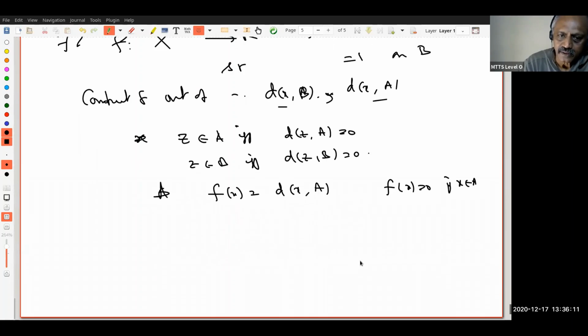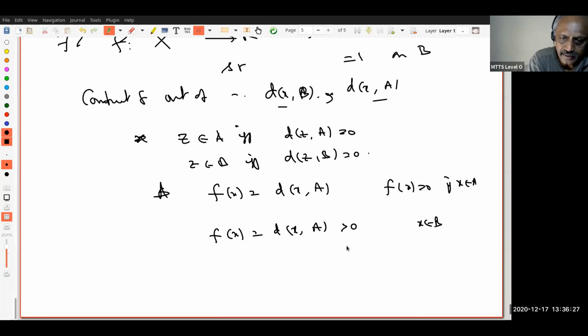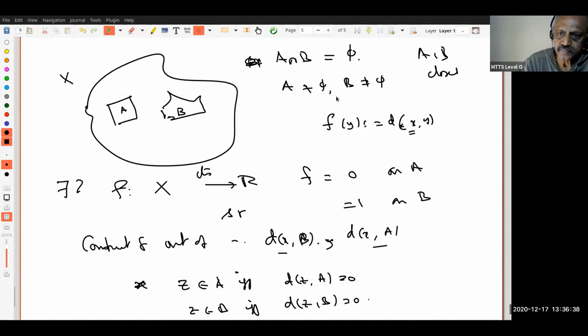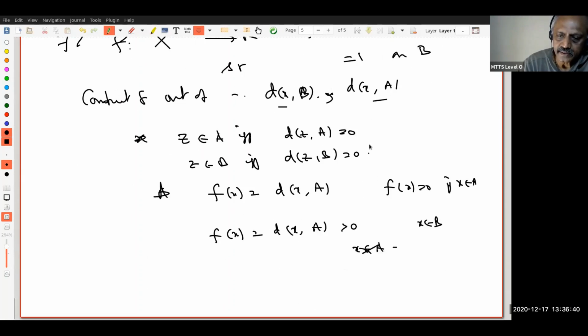Now I want B. If x belongs to B, what happens? f(x) equals the distance between x and A, right? And this cannot be 0. This must be positive. Why? If it is 0, that means x belongs to A, and x belongs to A as well as x belongs to B. That's a contradiction because A and B are disjoint. Right? Remember that we are using the fact that they are closed also.